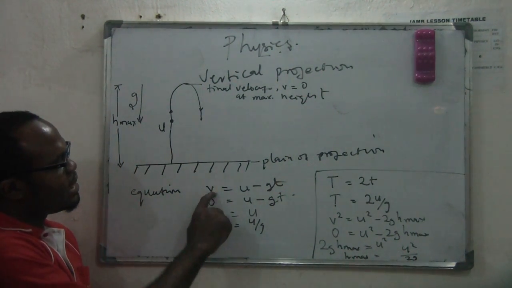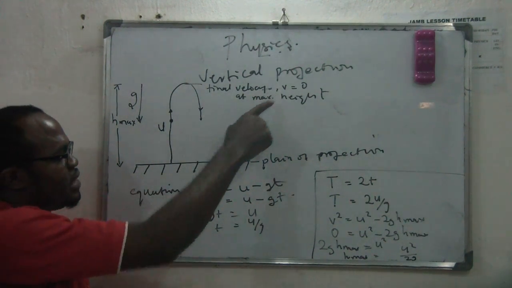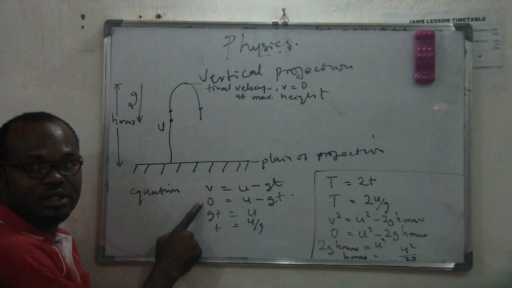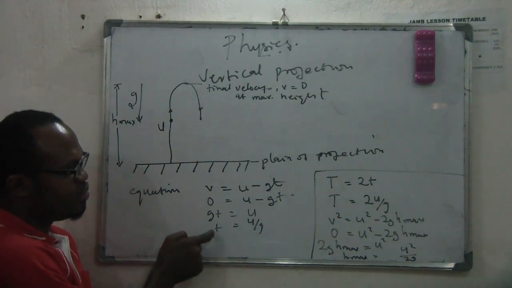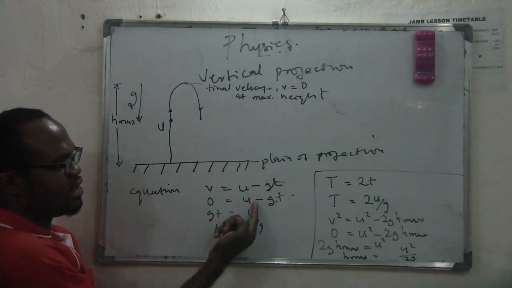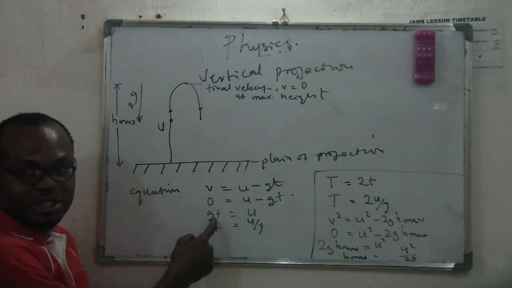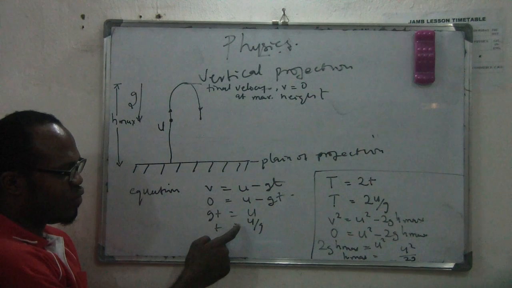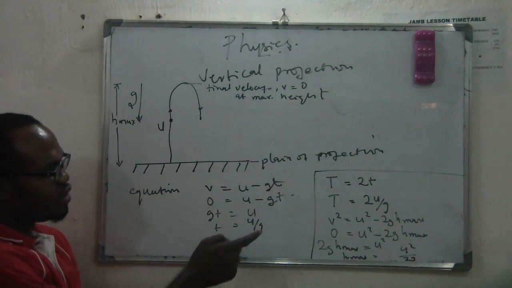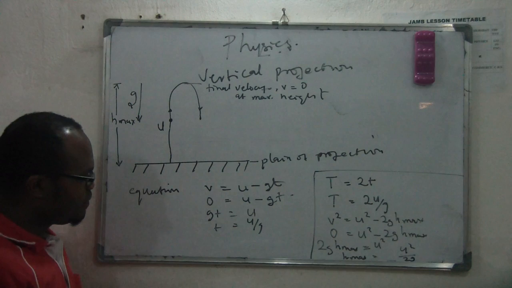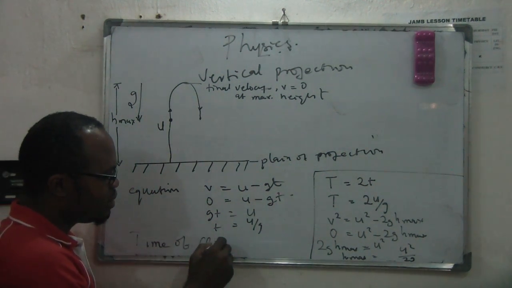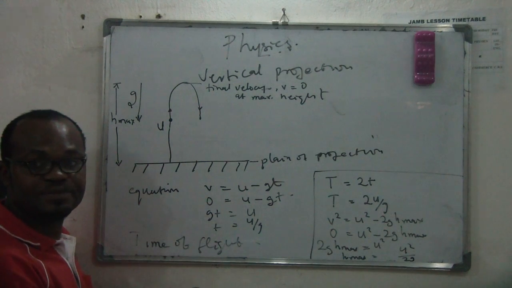Now, we know that at maximum height, what is v? 0, isn't it? So we want to make t the subject. So you have this is minus gt, coming over will be plus gt, isn't it? Make t the subject of the formula. We have t equal to u over g. So this is known as time of flight. This is known as what? Time of flight.